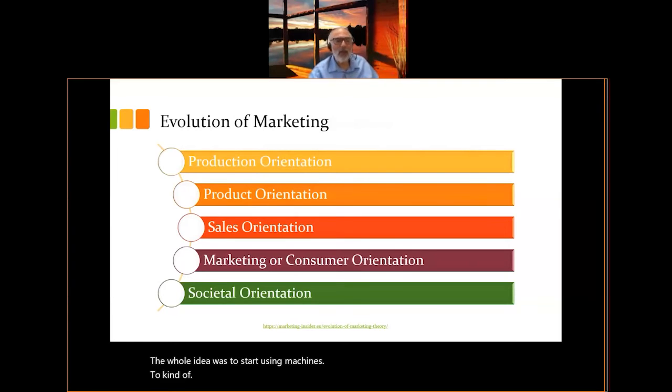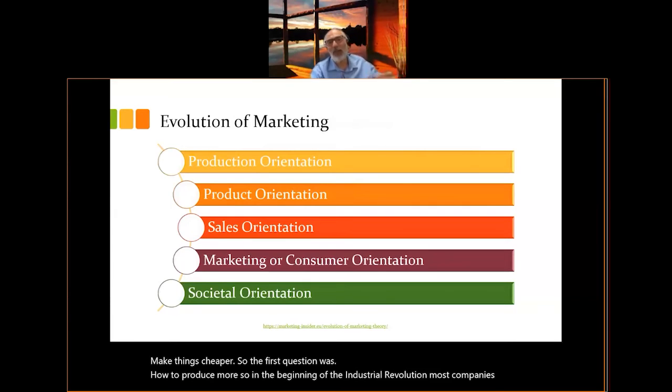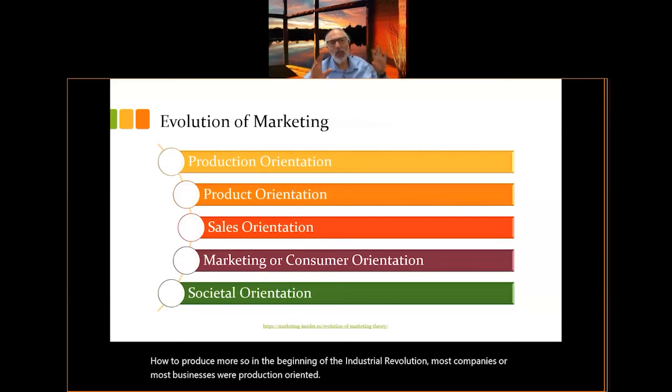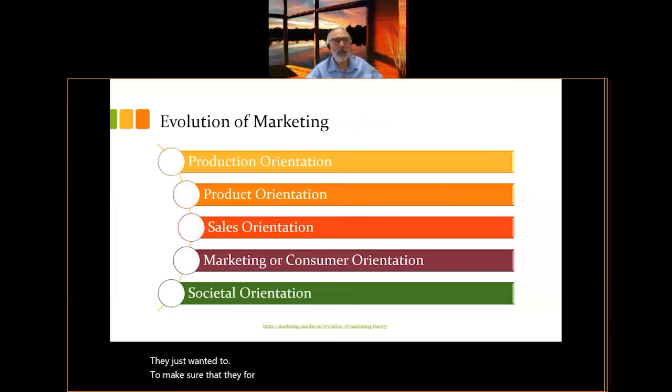So the first question was how to produce more. So in the beginning of the Industrial Revolution, most companies or most businesses were production oriented. They just wanted to make sure that they, for example, manufacture shoes easily, so that they are cheap and affordable for most people who didn't have shoes.